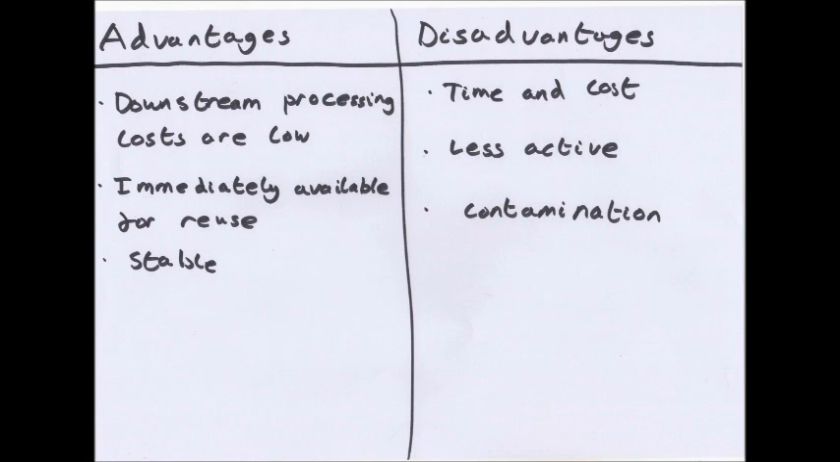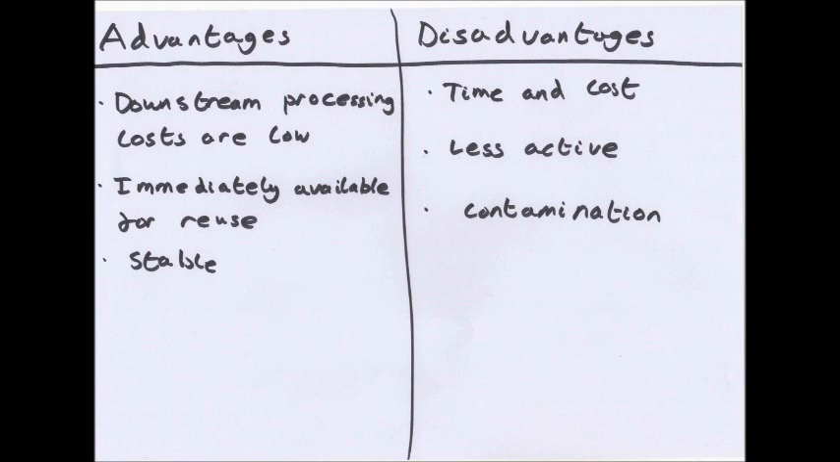The enzymes are immediately available for reuse. Enzymes don't get used up, so you can use them straight again. It's particularly useful in allowing for continuous processes. And immobilized enzymes are more stable because the immobilizing matrix protects the enzyme molecule. So basically the enzyme won't get denatured as easily, won't get destroyed. Disadvantages, however: immobilization requires additional time, equipment and materials, and so is more expensive.